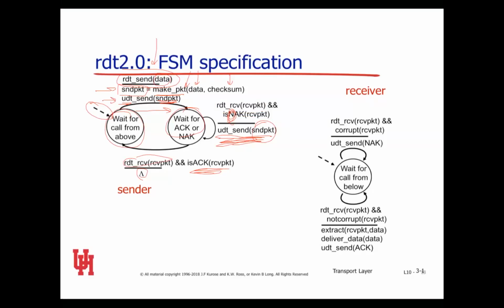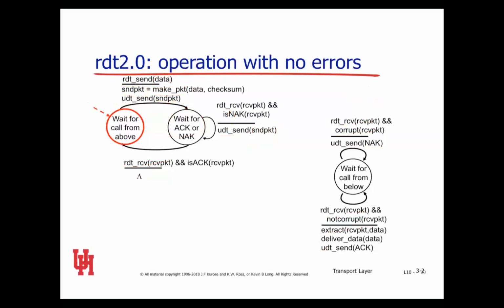On the receiver side, if I receive something and it's corrupt, I send a NAC. If I receive something and it is not corrupt, then I extract it, deliver it to the application, and send back a thank you note. So we can kind of walk through the way this looks.